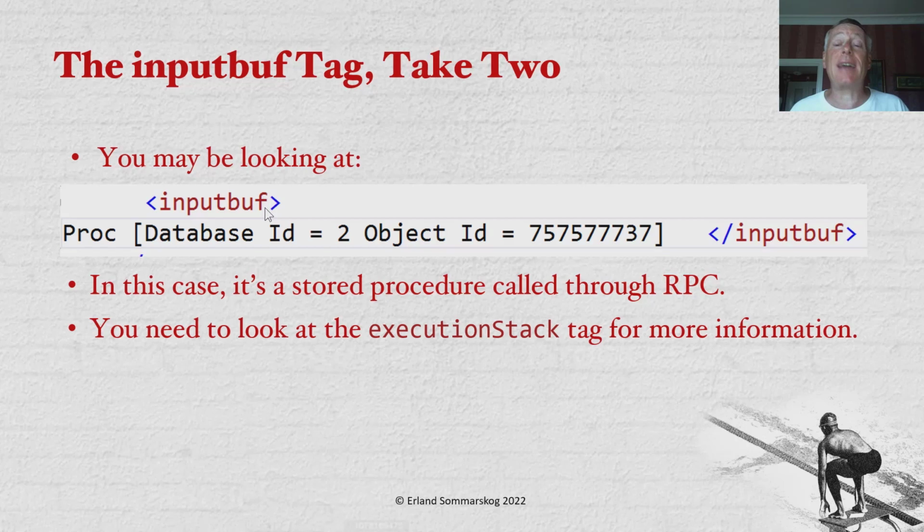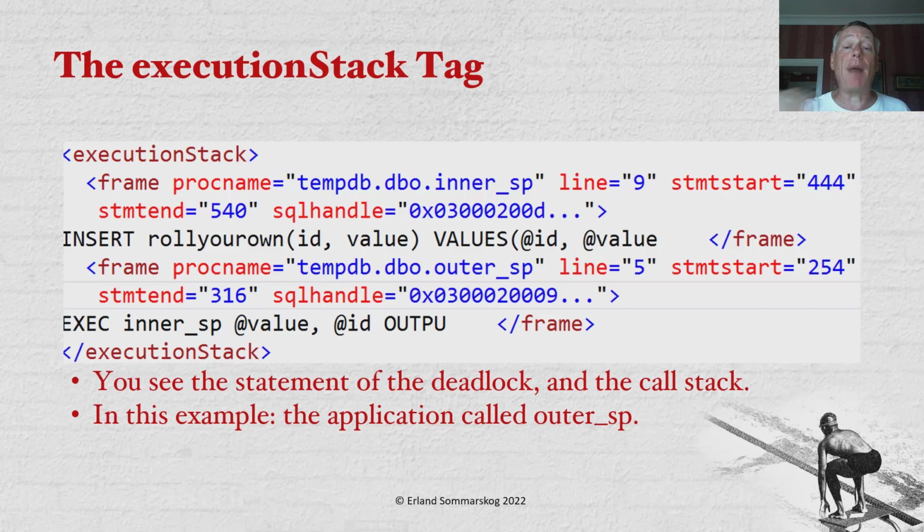And here's an example. You need to read this from the bottom and up. In this case, the application called OuterSP, which in its turn called InnerSP. And then here we have the deadlock statement. It's quite easy to tell, because most of the time all the other lower statements will be EXEC, unless there's a trigger involved.